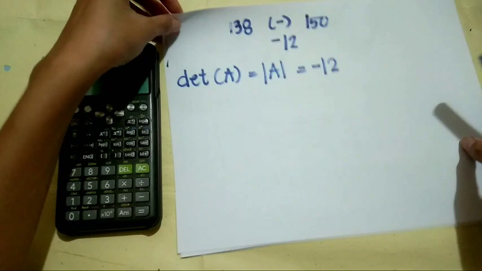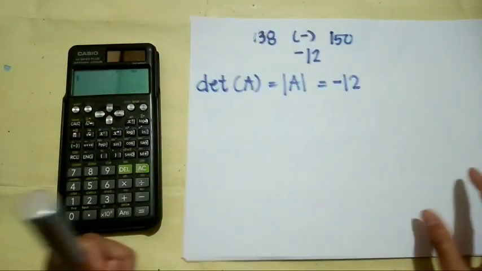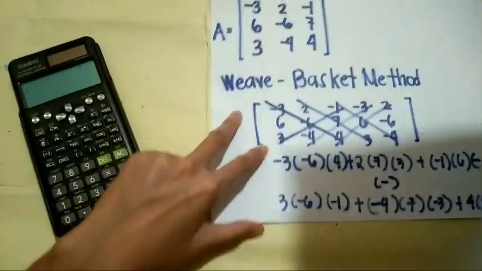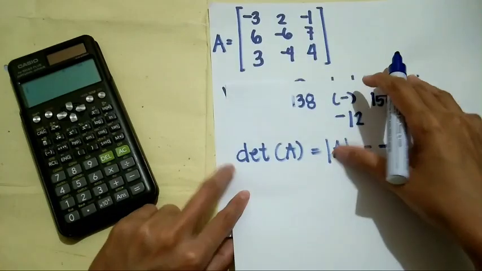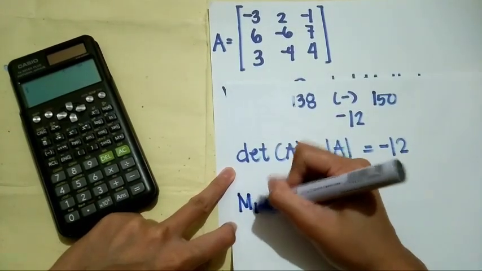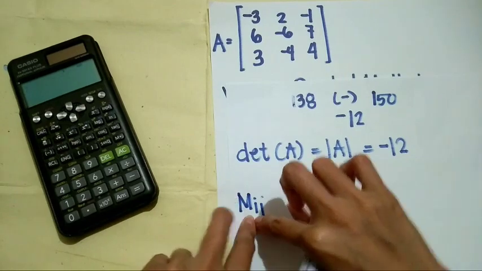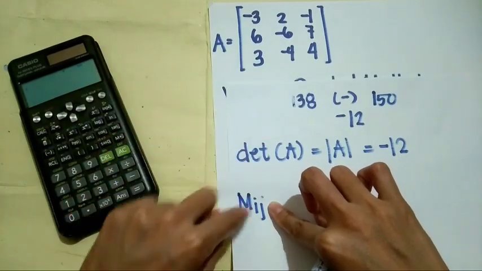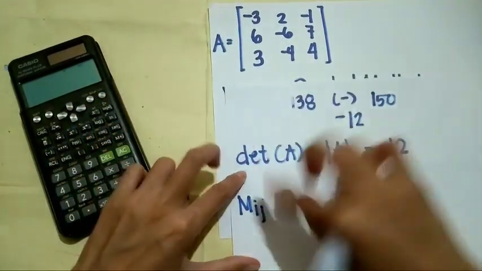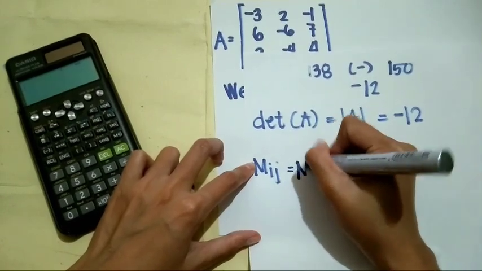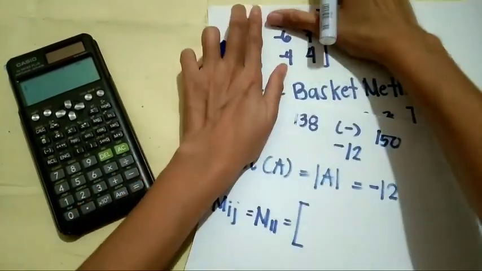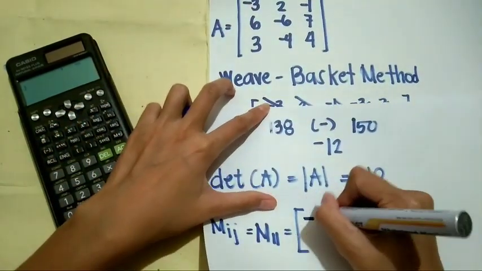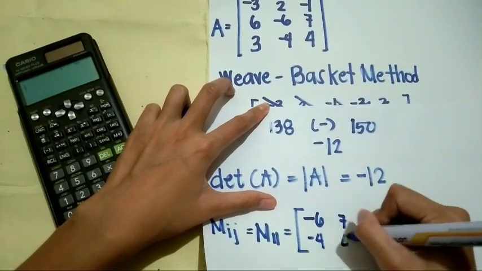Let's go now to our step 2, which is to solve for the cofactors and minors. So, let's go back to our matrix here. In order to find the minors, we have M sub i j. The i represents the row and the j represents the column. So, we're going to have M11. We cover this one, and what's left is negative 6, 7, negative 4, then 4.